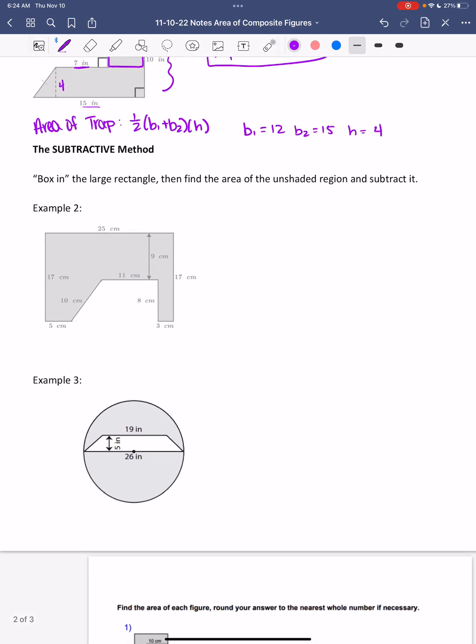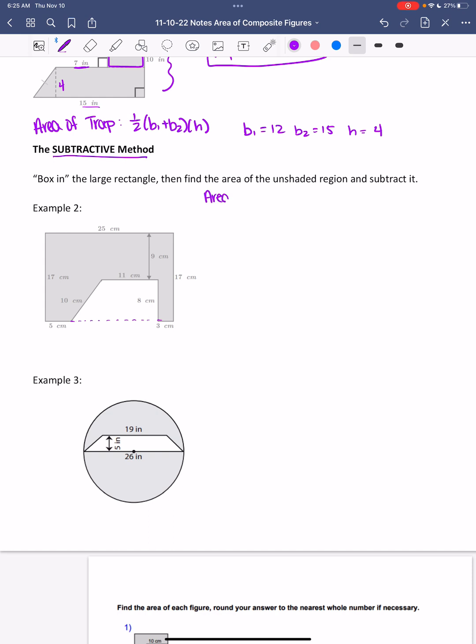Now moving on. The next one's going to be the subtractive method. That's where you're going to start boxing in, quote unquote. What that means is you're going to go ahead and box, you're going to enclose your figure. So that's what that means. The first shape that I see is going to be the rectangle.